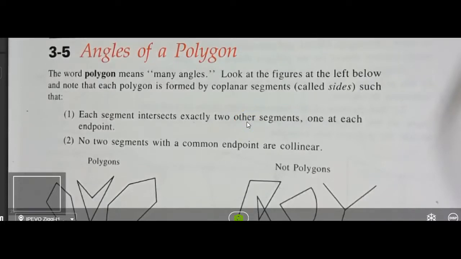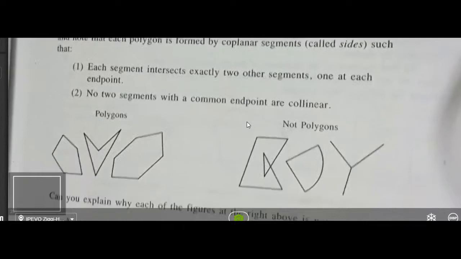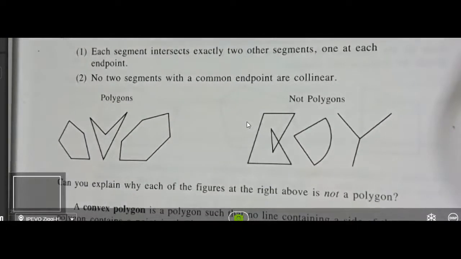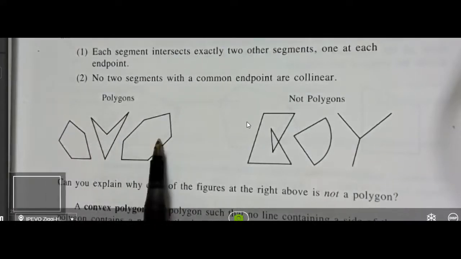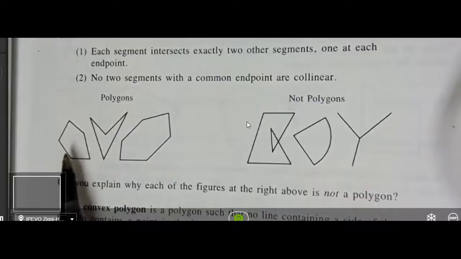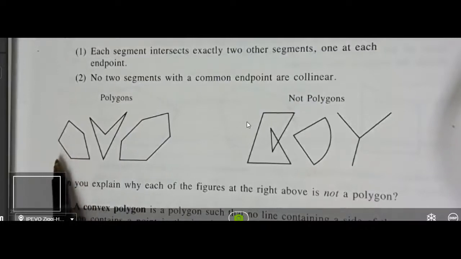Each of the segments intersect exactly, so there's no crossing, and no two segments have common endpoints. Okay, so this would be a polygon, this a polygon, and this is not. So this is a polygon, this is a polygon, this is a polygon, but we have convex and concave polygons.